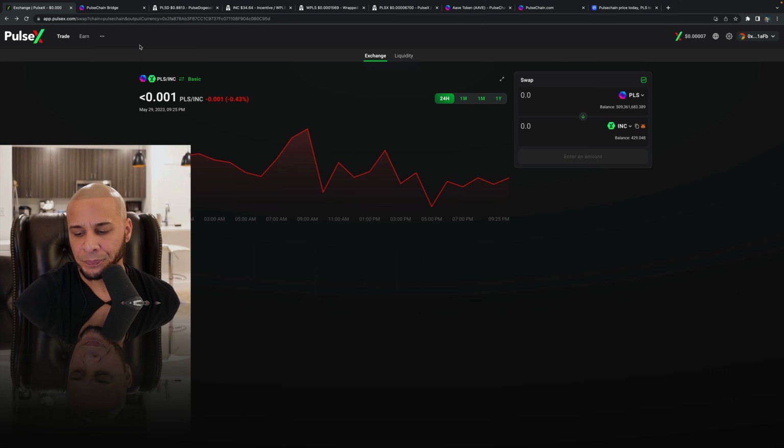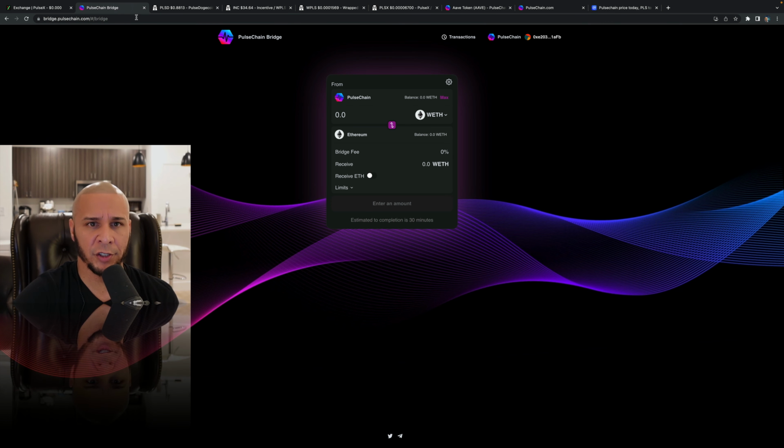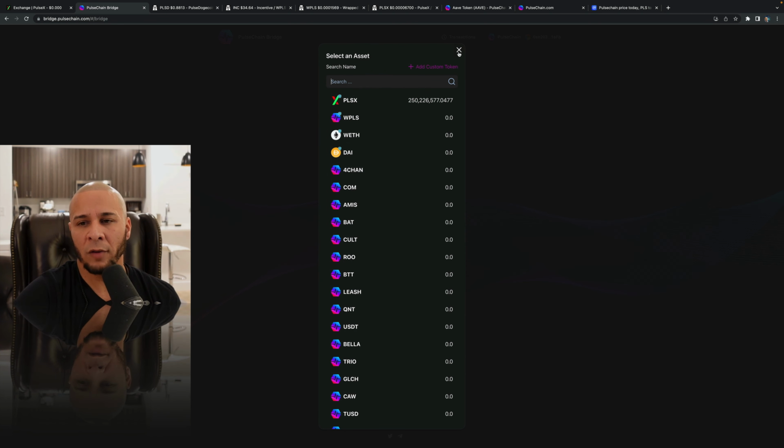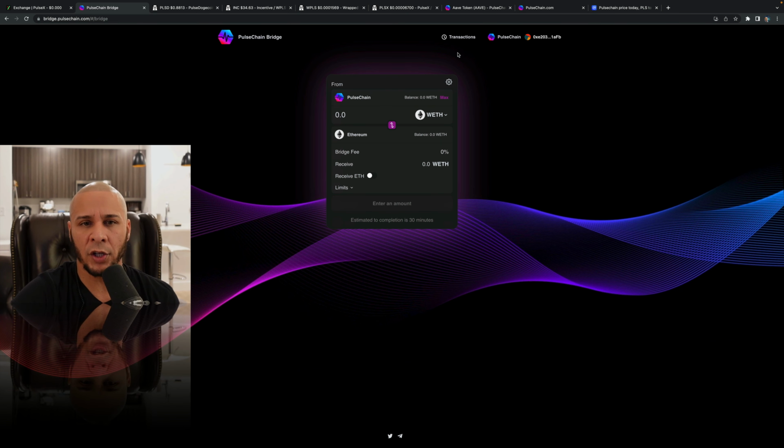The second way would be to use the bridge. The bridge is called bridge.pulsechain.com. Basically, you have to connect it to your wallet. It'll pull up how much Ethereum you have. Make sure that if you have Shiba Inu or any other coins that are below the 10th rank on the Ethereum network side, you trade it for the biggest one. Try to trade it for Ethereum. Try to bridge over USDC, DAI, some bigger top coins, ERC20 tokens.